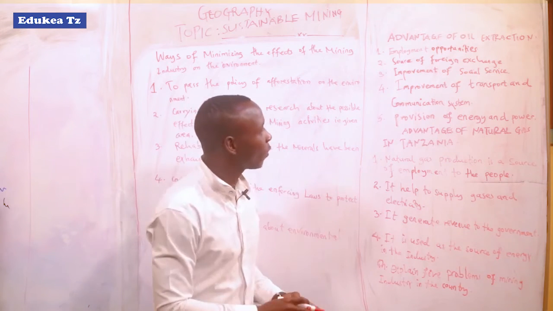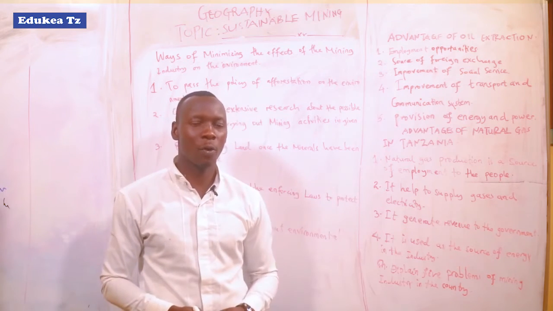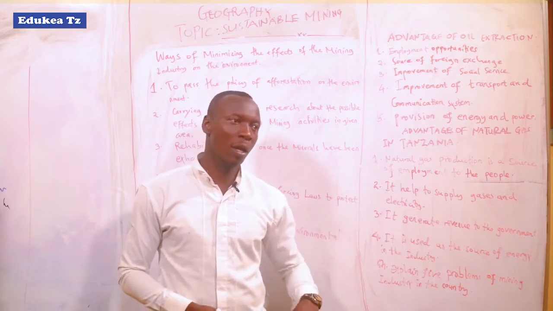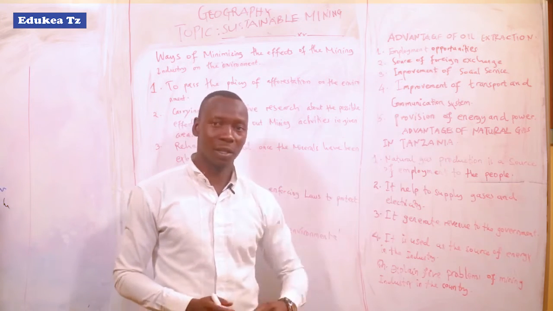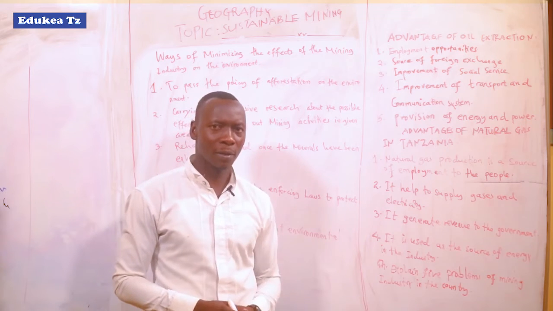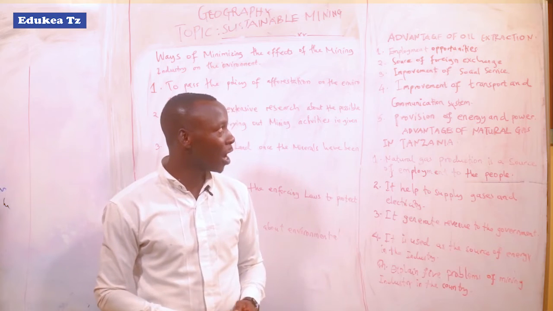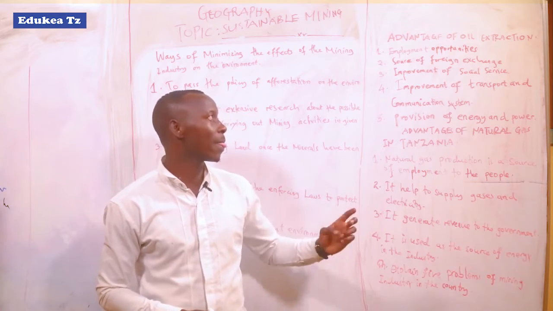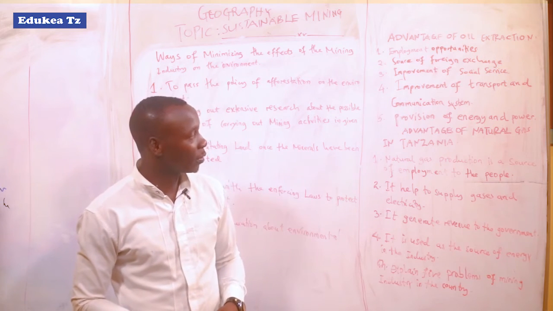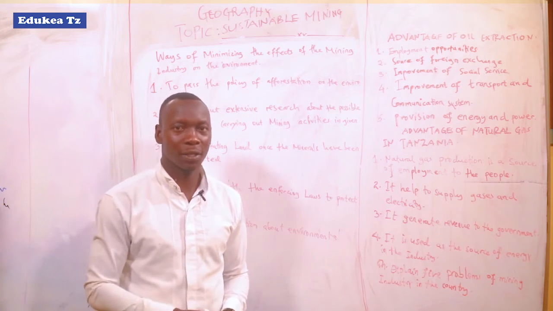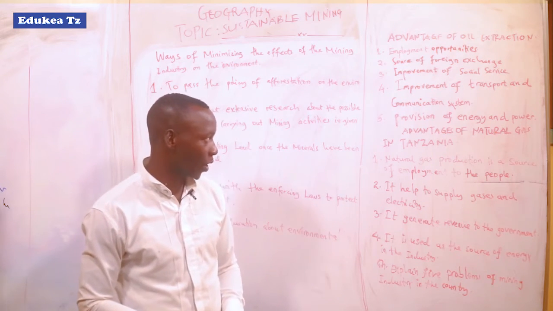Another is improvement of social service. Improvement of social service in the area where oil extraction is taking place is due to the availability of money after selling that oil. So the money involved in this trade, the country uses to build and provide different social services like schools, health centers, and water supplies. Another is improvement of transport and communication systems.